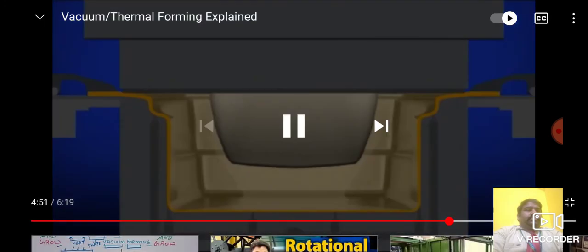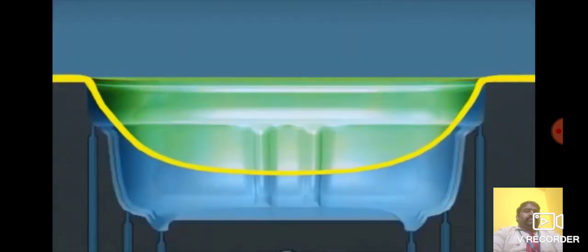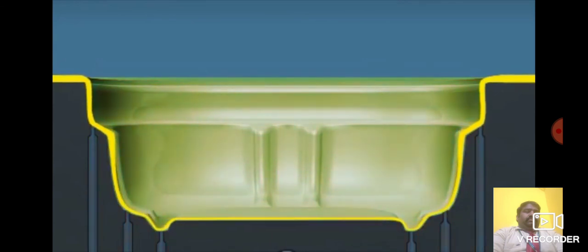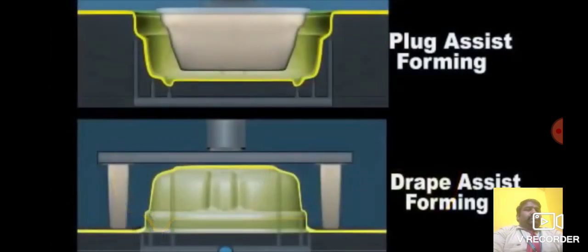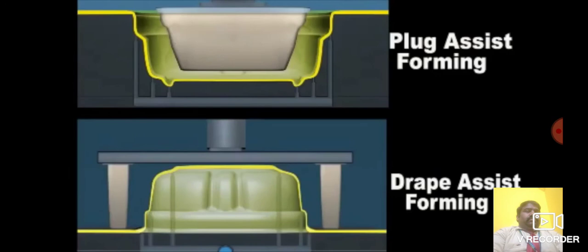The shape of the plug affects the sheet distribution to improve the part thickness along the bottom and in the corners. A variation of plug assist is third motion plug assist, where the plug moves into the sheet after the mold is closed. Basic thermoforming causes the sheet to be thinnest where the plastic sheet is stretched the most. There is very little control over part thickness. Plug assist and drape assist are methods to improve the sheet thickness distribution in thermoformed parts.